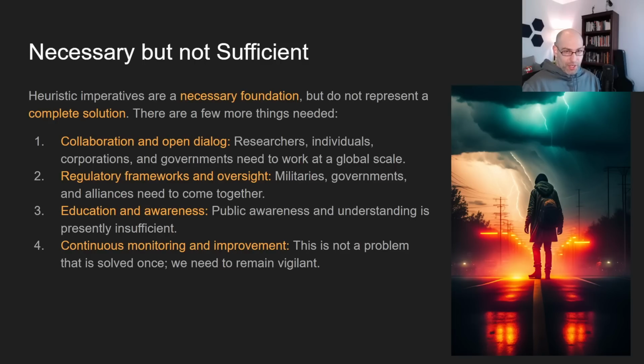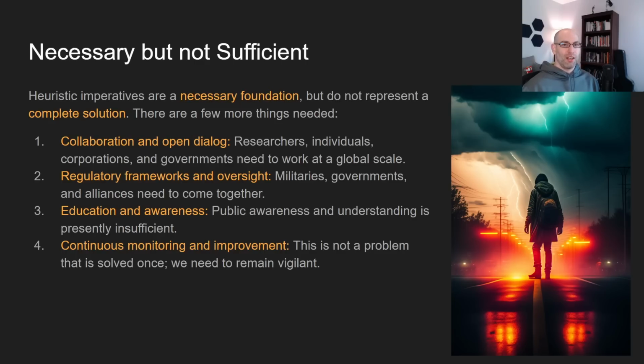And finally, I do need to address this as well. The heuristic imperatives are a necessary foundation of this utopic outcome, this beneficial attractor state that we're looking for, but they do not represent a complete solution. There are a few other things that are needed in order to achieve this outcome. Number 1, collaboration and open dialogue. Researchers, individuals, corporations, and governments all need to work together at a global scale. Anything short of global collaboration and cooperation could very well result in a negative outcome.